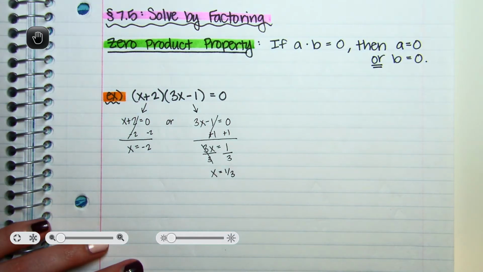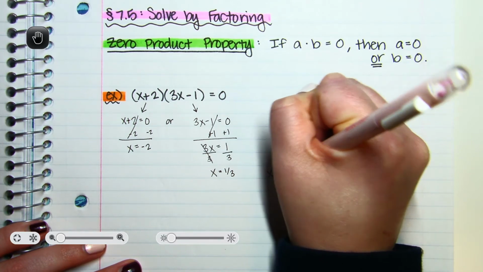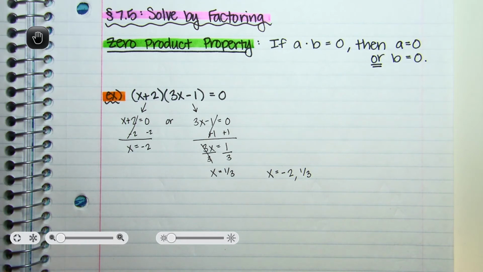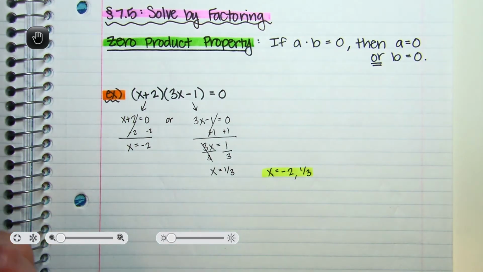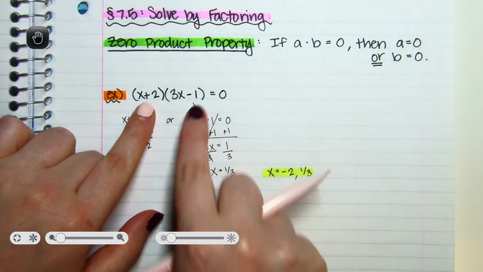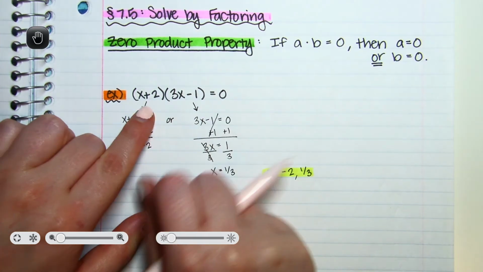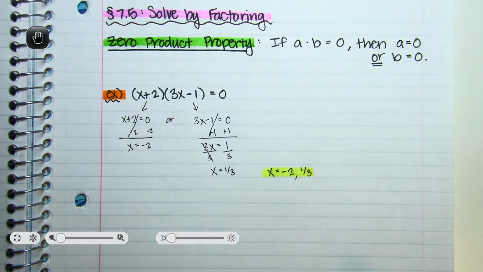So my answers are x equals -2, 1/3. Now either both of those are true or just one of them has to be true. Because if you think about it, 0 times a number equals 0, but 0 times 0 is also still 0. So they're allowed to both be 0, but at least one of them has to be.